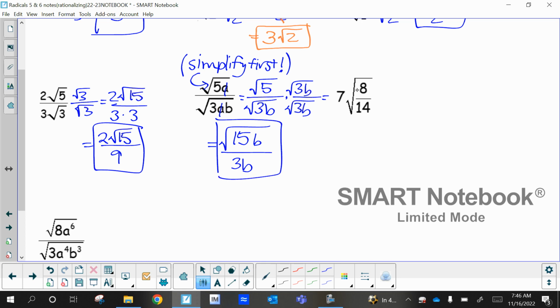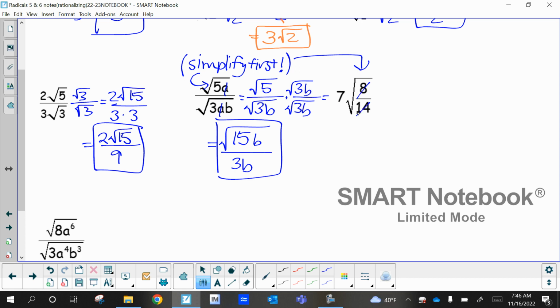The next one, I see a radical in the denominator, and a fraction as a radicand. And just like you wrote down here, can you simplify first? Okay, as you're looking at that fraction, you should realize that you can.